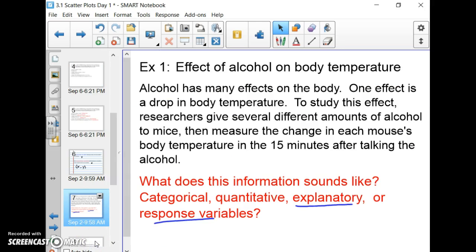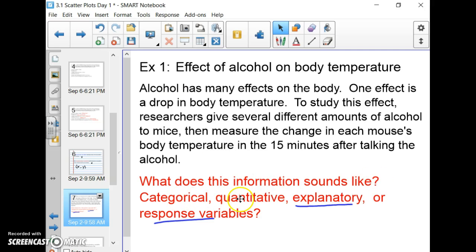Now, we had a problem that involved explanatory and response variables. It had to do with the effects of alcohol on body temperature. The prompt says, alcohol has many effects on the body. One effect is a drop in body temperature. To study this effect, researchers gave several different amounts of alcohol to mice, then measured the change in each mouse's body temperature 15 minutes after taking the alcohol. So the question here was, what does this information sound like?